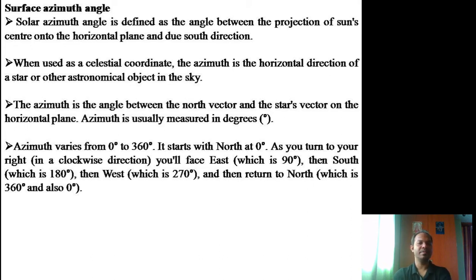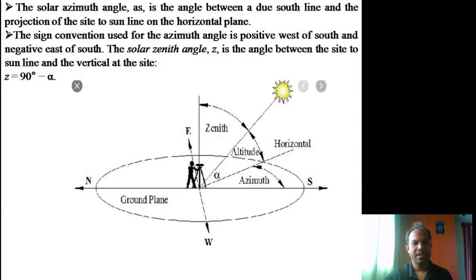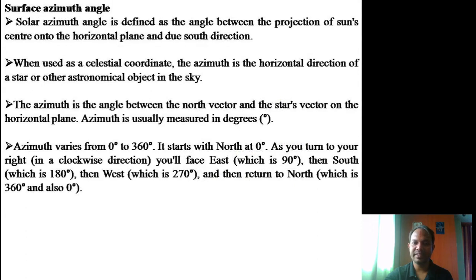Azimuth angle varies from 0 to 360 degrees. It starts with the north at 0 degrees, as you can see here in the figure, and ends at 360 degrees. As you turn to your right in a clockwise direction, we will face east, which is 90 degrees. Then the south, which is 180 degrees. Then the west, which is 270 degrees, and then the return to the north, which is 360 degrees. So this is called the surface azimuth angle.